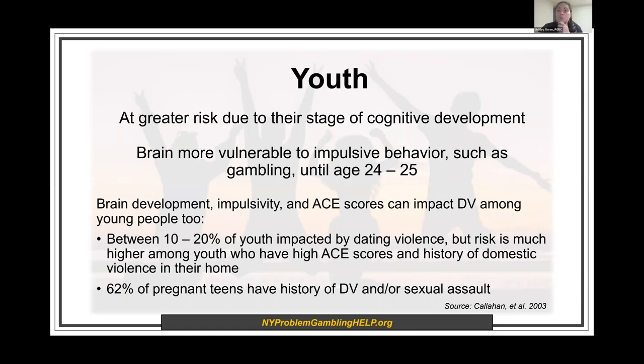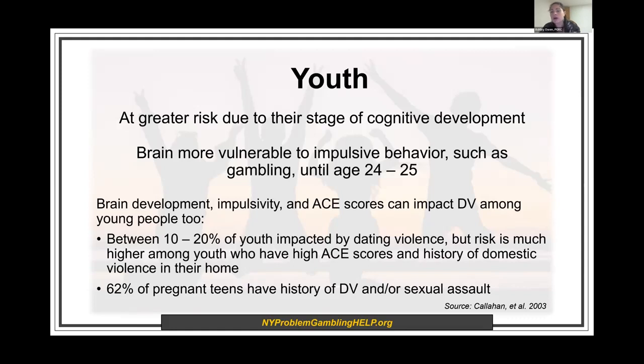From the problem gambling perspective, we consider youth to be at greater risk for developing this problem because of their stage in cognitive development. As many of you may know, the brain is vulnerable to impulsive behavior such as gambling until the frontal lobe parts of our brains are fully formed. And that doesn't happen until we're about age 24 or 25.